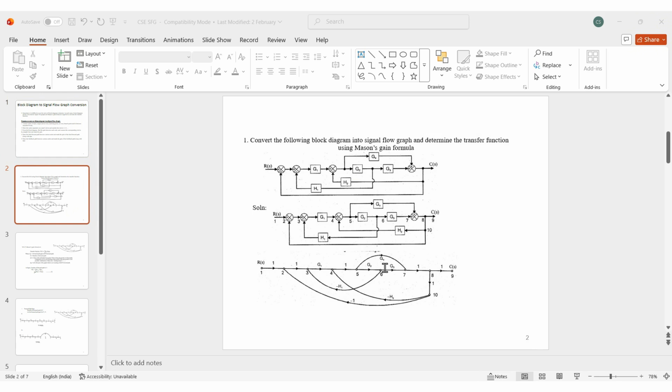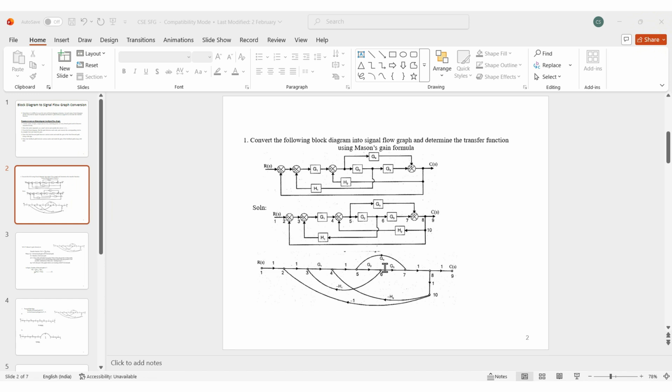Between nodes 5 and 6, we find again a feed forward gain G2, and we represent it in the signal flow graph diagram. Between 6 and 7, we have a feed forward gain G3, which is also represented in the signal flow graph diagram. And between nodes 5 and 7, we have a feed forward gain G4, which is now represented in the signal flow graph diagram.